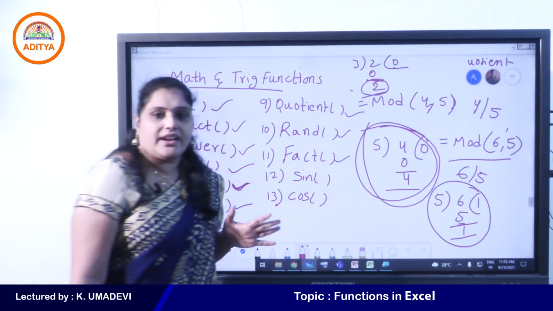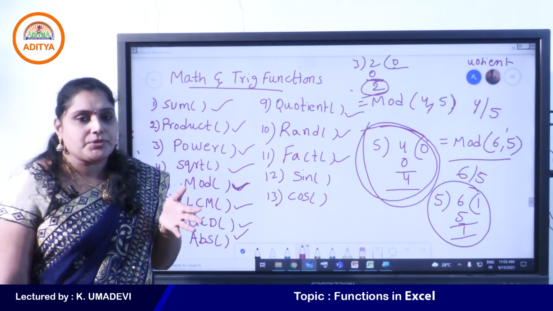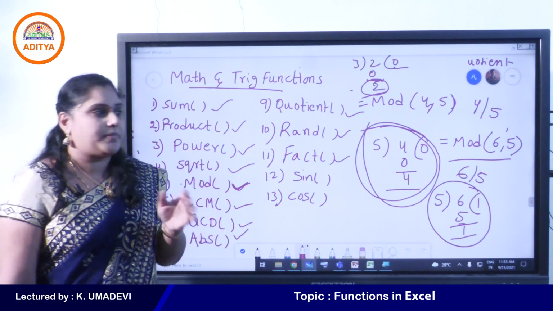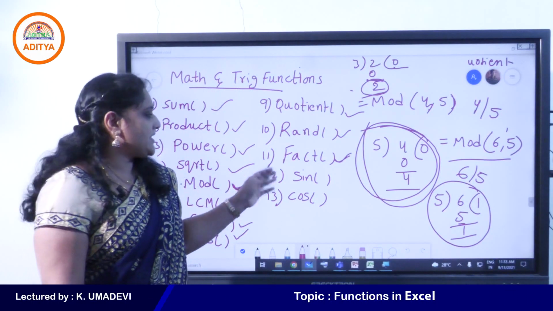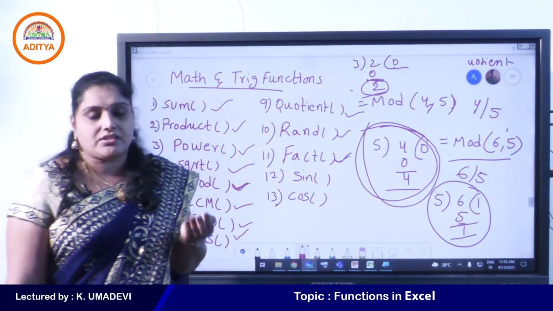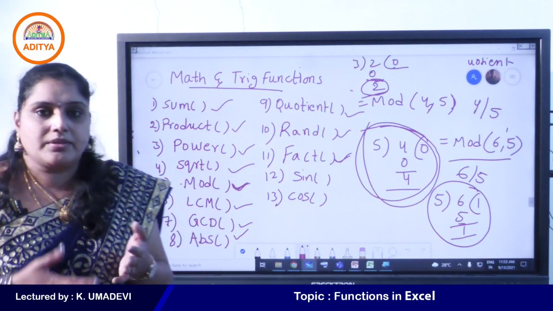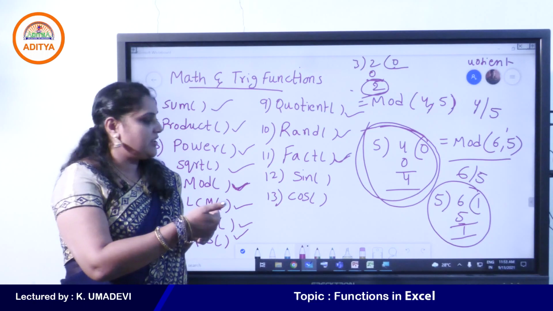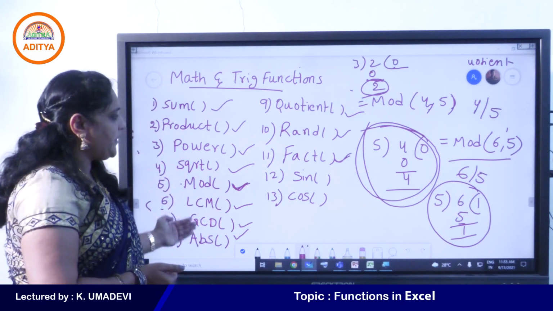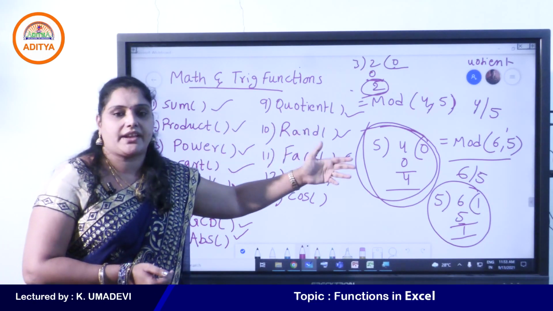Fact. If you want to find the factorial of a given number, simply use the fact function. Then sin, cos, tan. These are used to display the sin value and cos value based on the number. Now we will see one by one: ABS, RAND, fact, sin and cos.